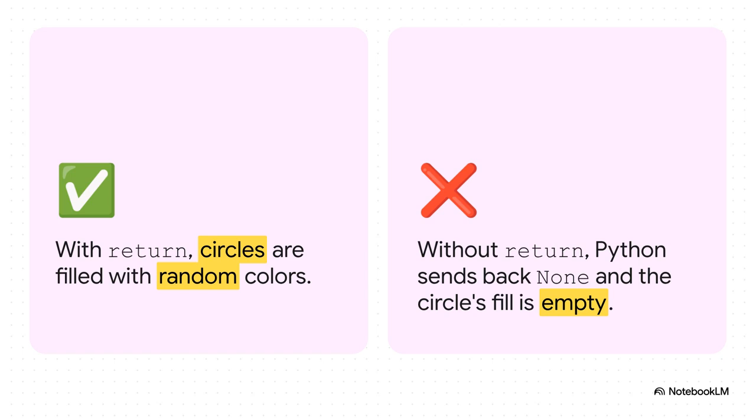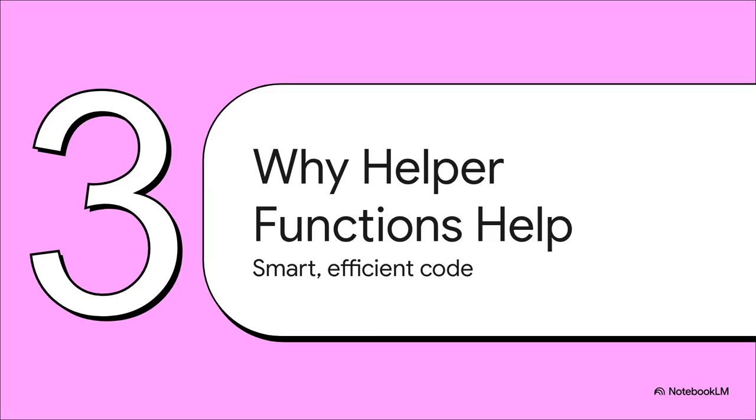Mission failed. Now, you might be thinking, hey, couldn't I just cram all that color-choosing code inside my on-mouse press function? And yeah, you absolutely could. But creating a separate helper function that returns a value is a pro move. It gives you some serious advantages and is a key part of writing smart, clean code.